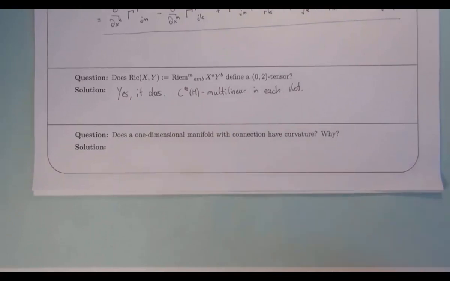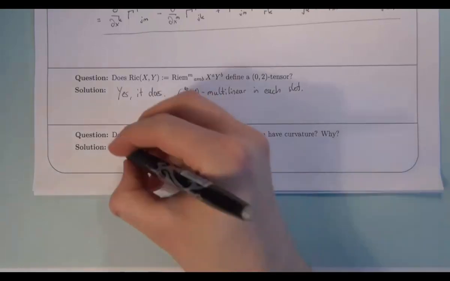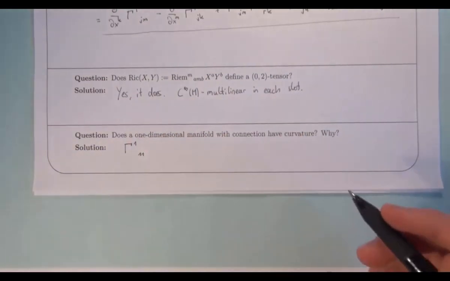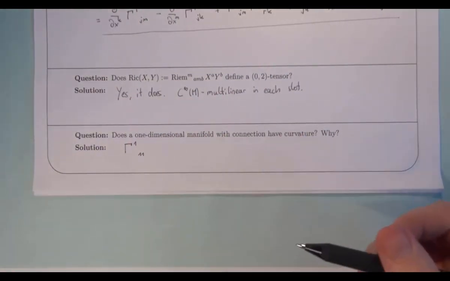And the last question is now, does a one-dimensional manifold with a connection have curvature? Why? So if we want to make any statements about curvature, we need to look at the Riemann tensor. On a one-dimensional manifold, the only connection coefficient function that can exist is gamma 1, 1, 1. There are no others since we are one-dimensional.